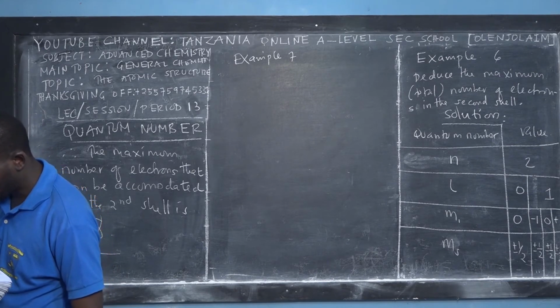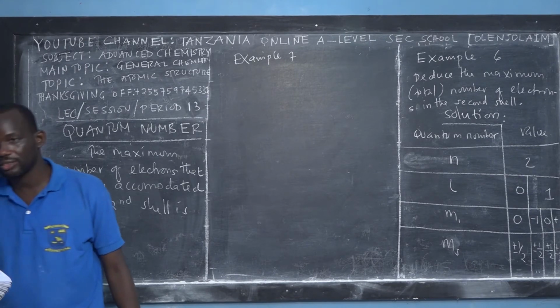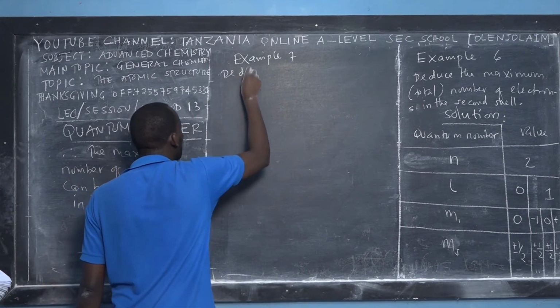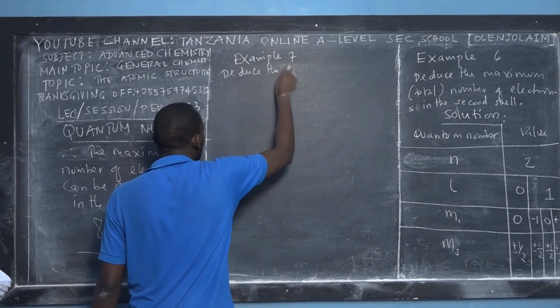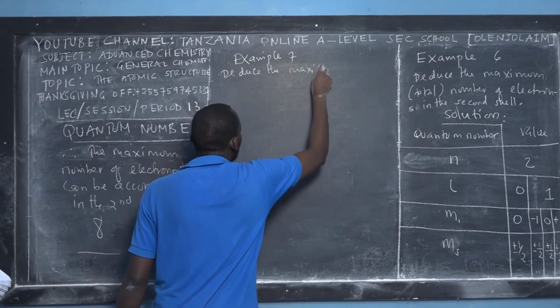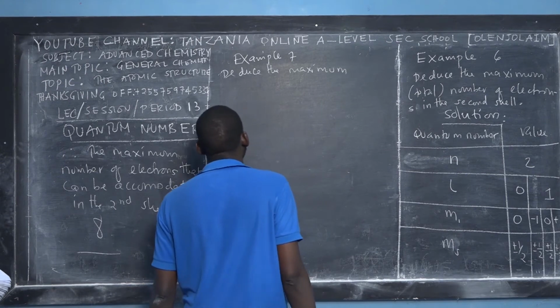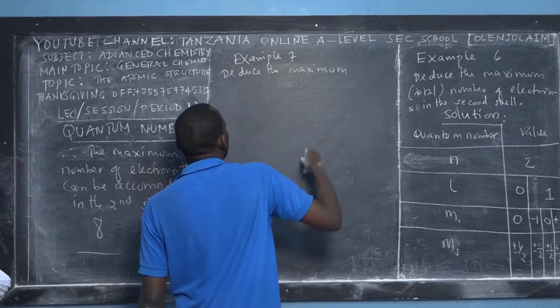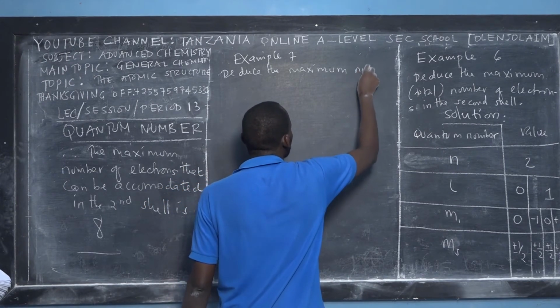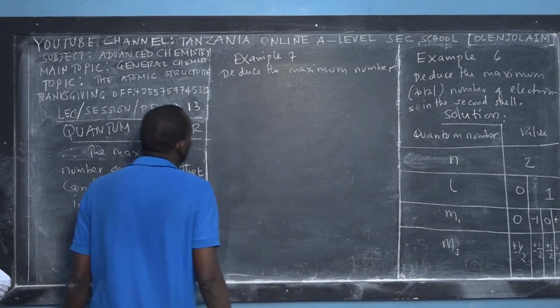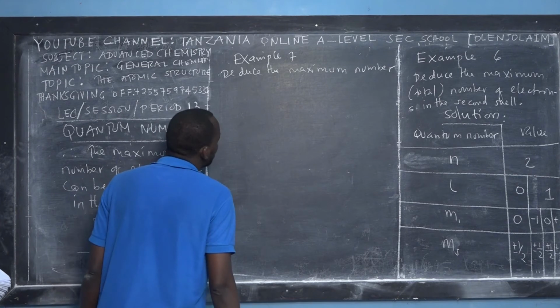Reduce the maximum number of electrons which can be contained in the third shell of an atom. These are common questions in the exam: mock tests, midterm, final exam. The way it is, it's not easy, but it's simple when you've been taught.